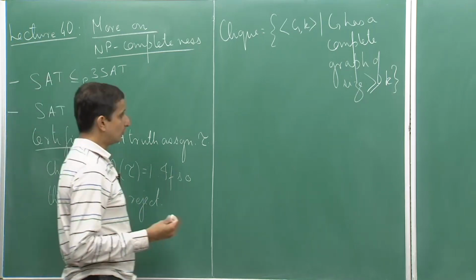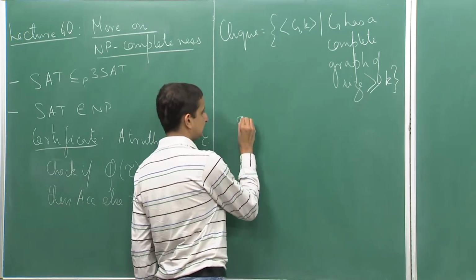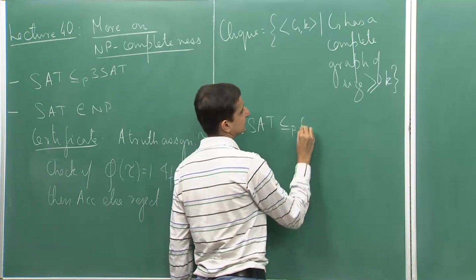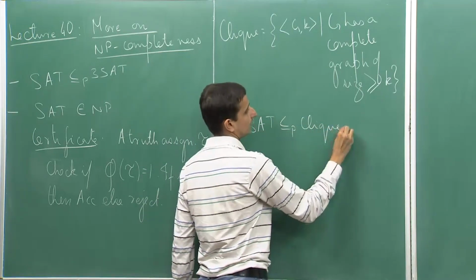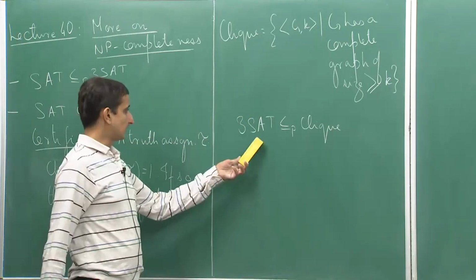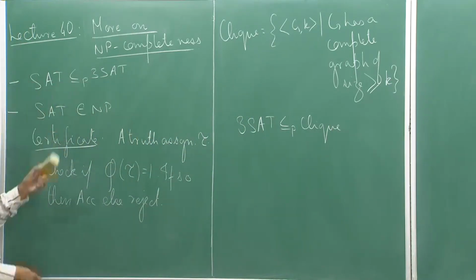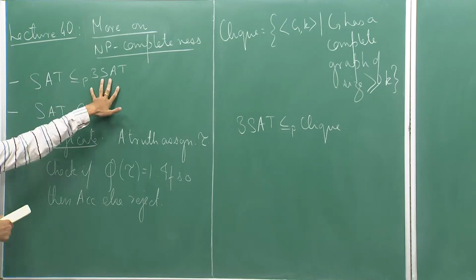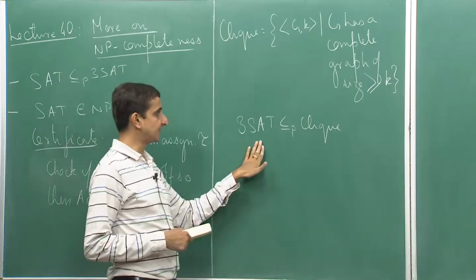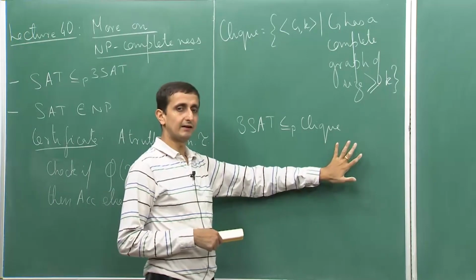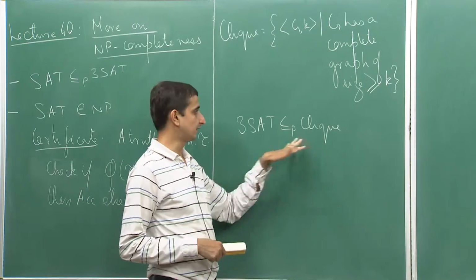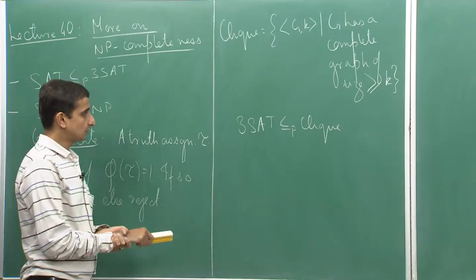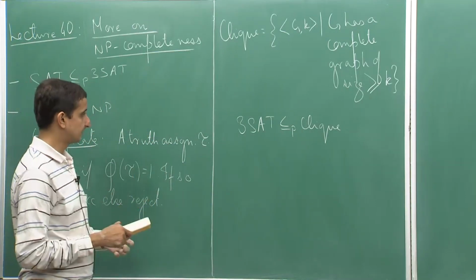So, today what we will prove is that 3-SAT reduces to click, okay. And because we know that SAT is NP hard, this proves that 3-SAT is NP hard, and because 3-SAT is NP hard, this would prove that click is NP hard. So, we will look at this complete reduction. Okay. So, how does the reduction proceed?